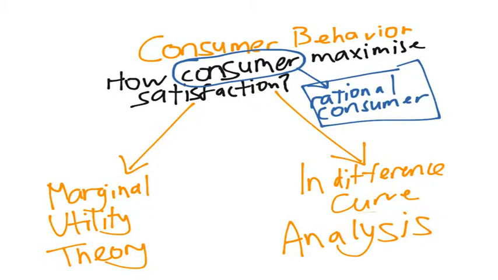So to explain how consumers maximize satisfaction, there are actually two theories. One is the marginal utility theory, and the other one is the indifference curve analysis. So for this video, we'll be talking about the marginal utility theory.